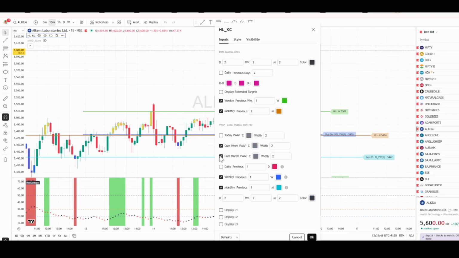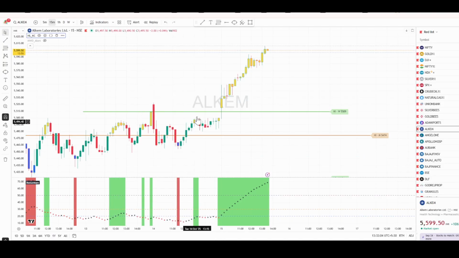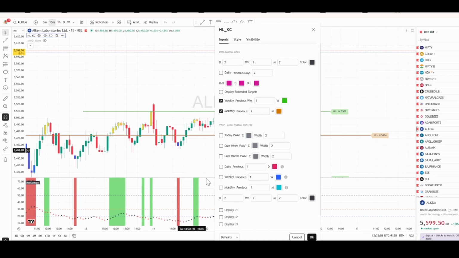So I've given these so that you can enable and see the current week VWAP, current month VWAP, and then previous week VWAP, previous month VWAP, September VWAP, like this. This will help you to see where exactly we can get a support or resistance. That's the usage of that, but it's nothing to do with this indicator. It's an additional thing covered, because VWAP acts as a very important level in any trading, right? Now, what are these L1, L2, L3 here?